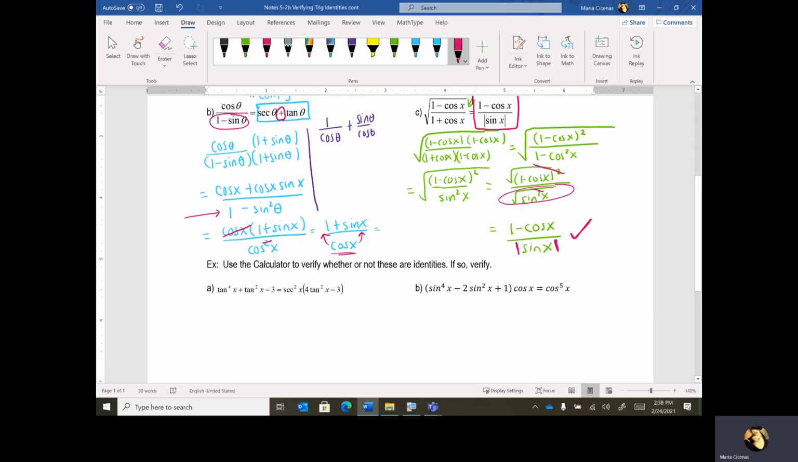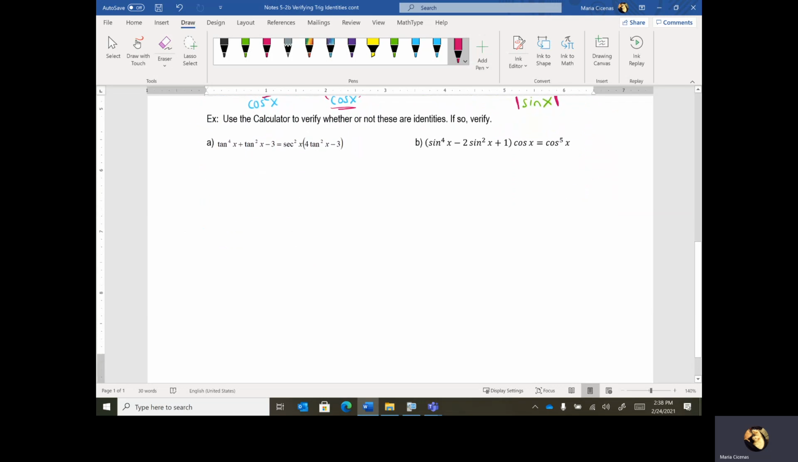Now for the calculator piece. We've used the calculator with trig on several different occasions at this point. In today's instance, we're going to use the calculator to verify whether or not these are identities. So are these things in fact equal? Because I don't want to waste my time doing all this work over here if I could never get it equal to the other side, right? The calculator can at least tell if it's possible.